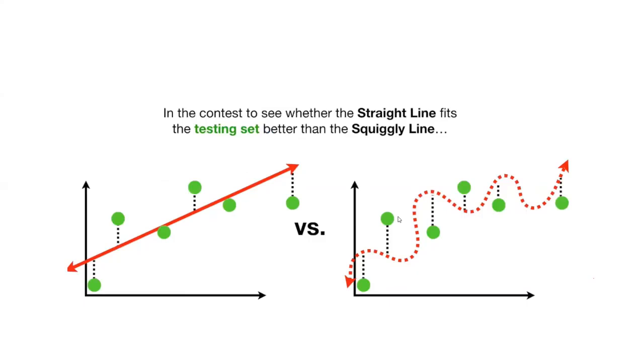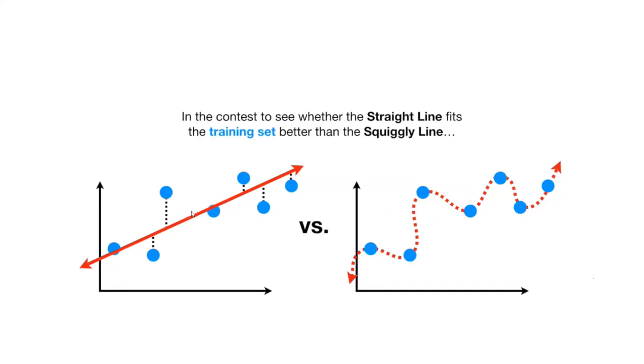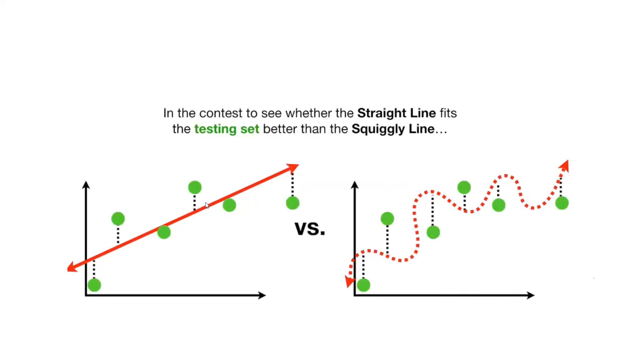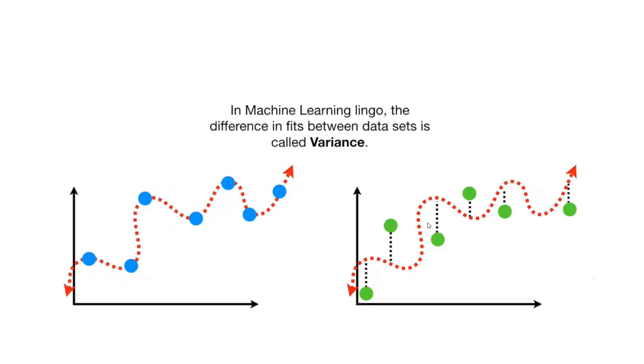But when it comes to testing data, the straight line would give a result similar to what it got with the training data. There will not be much difference in the error, because it has approximated considering all the data points. But the squiggly line would give the opposite result, because it is a very hard curve. It cannot generalize to new data. This we call variance. In machine learning lingo, the difference in fits between data sets is called variance.